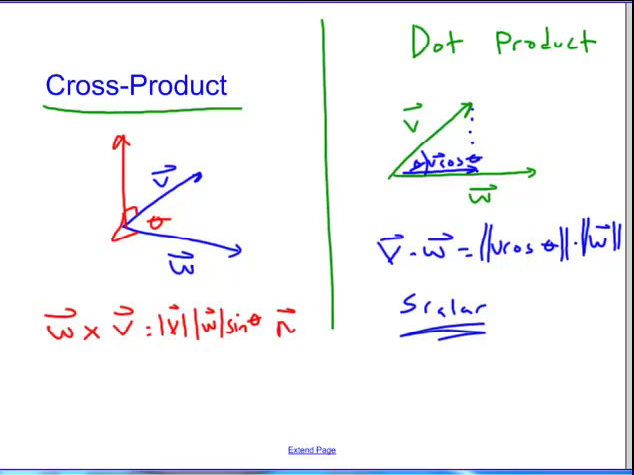And we'll talk about another way of calculating this magnitude and finding the direction of that normal vector. But the cross product is extremely helpful for us to be able to find a vector that's perpendicular to two other vectors.